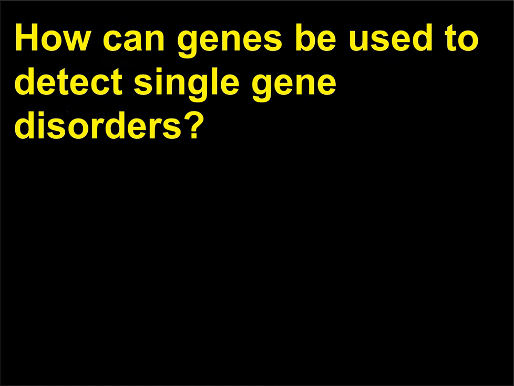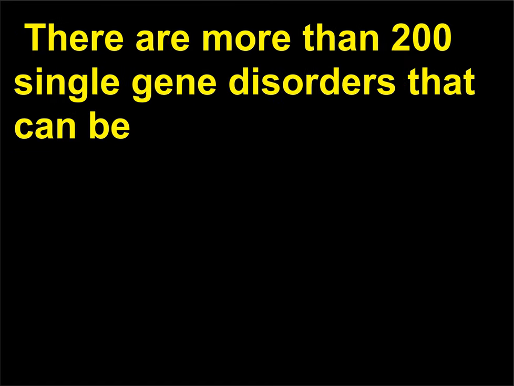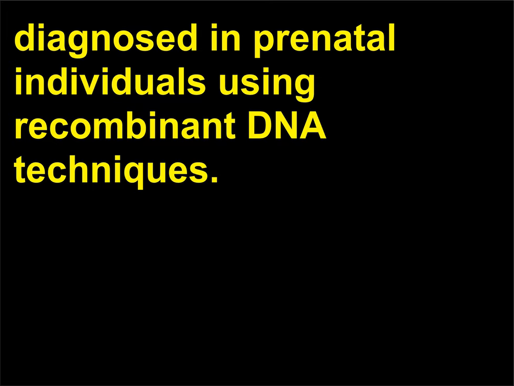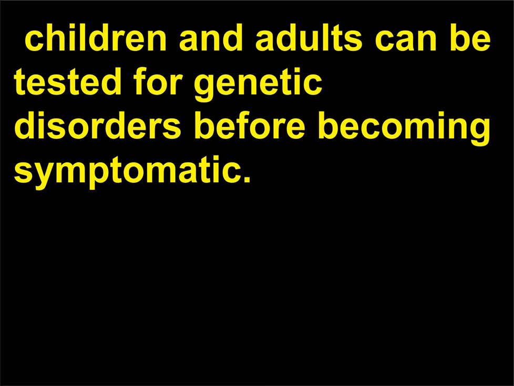How can genes be used to detect single gene disorders? Genetic testing can be used to determine those at risk for a particular inherited condition. There are more than 200 single gene disorders that can be diagnosed in prenatal individuals using recombinant DNA techniques. Also, since some genetic disorders appear later in life, children and adults can be tested for genetic disorders before becoming symptomatic.